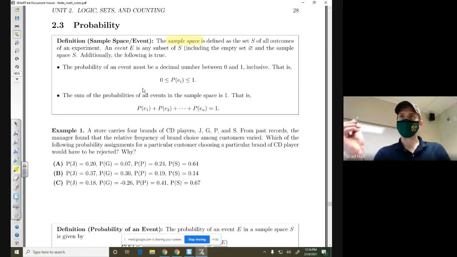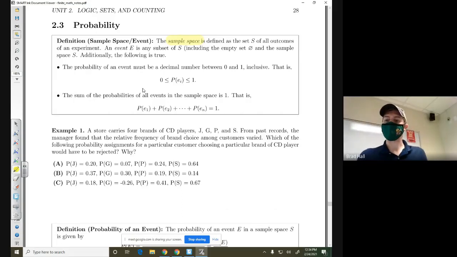The sample space, there we go. The sample space is defined as the set of all possible outcomes of an experiment. So the sample space is the total number of outcomes. This is kind of the universal set in a sense. But really the sample space is something we're going to be looking at more numerically.